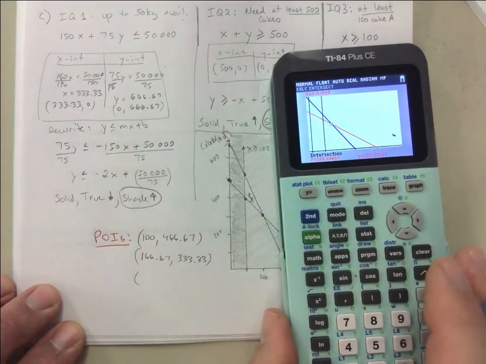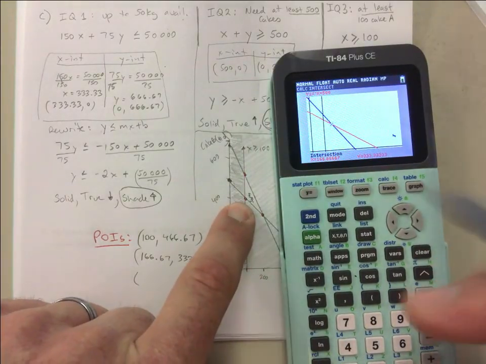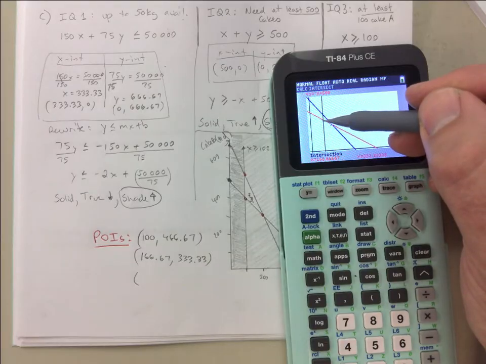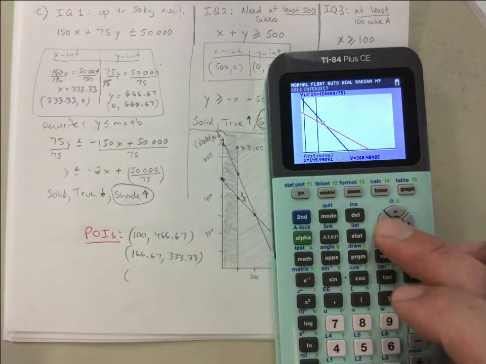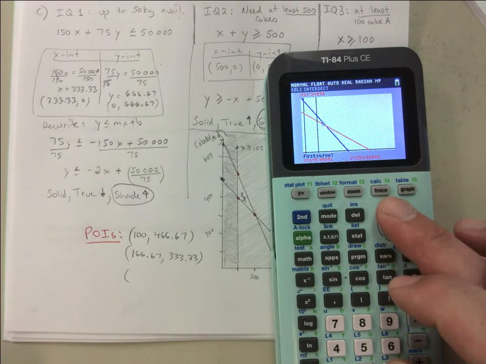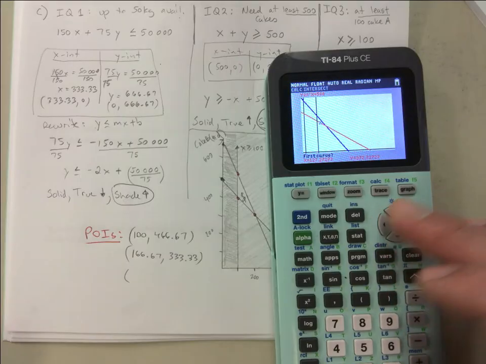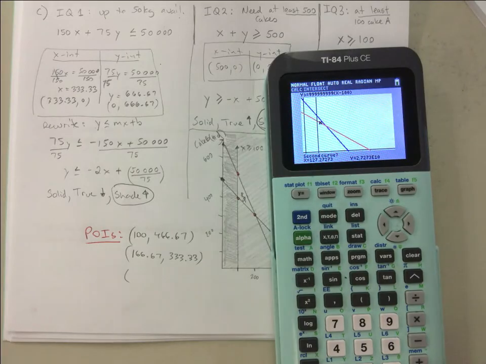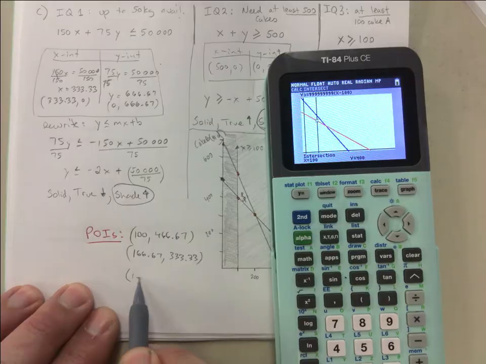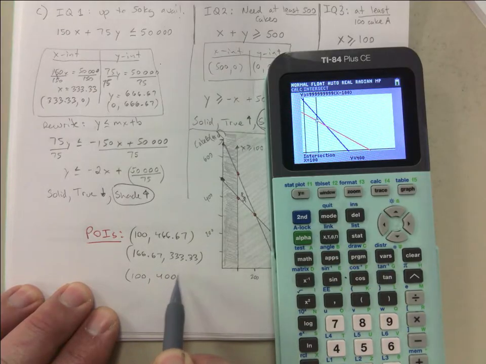And the last one is this one right here, between the black and the red. So I'm going to go second trace 5. I want to jump to the red, so go up and down arrows. You're somewhere on the red. It immediately jumps to the black line. Just hit enter and enter one more time. And it's 100, 400.